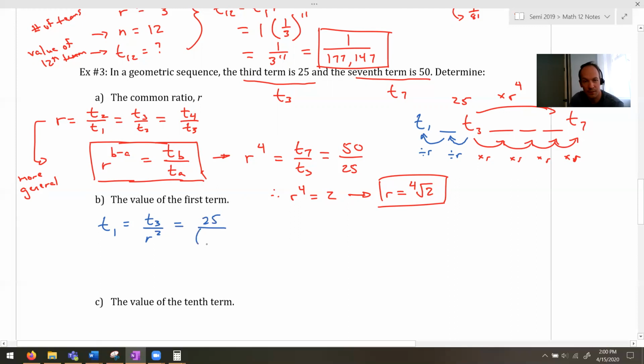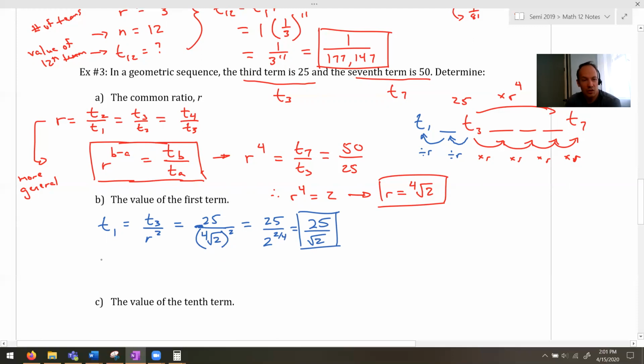Now we're going to have to do a little bit of fractional exponents here to make sense of this. So this would be 25 over, let's see, this can be written as 2 to the power of 2 over 4, which can actually be written as 2 to the power of a half, which is actually just 25 over root 2. Some people will want to rationalize it, but you know what? I never liked rationalizing those denominators, so I'm going to leave it like that. Okay, so that's one approach you can do.